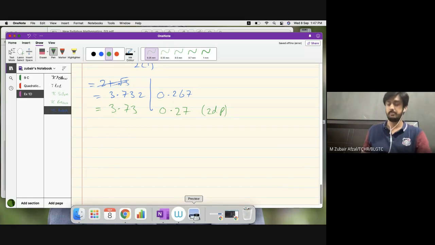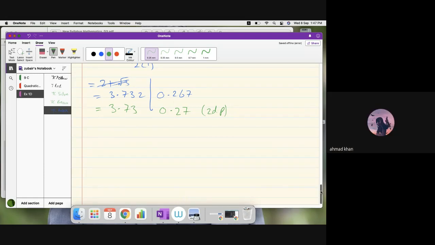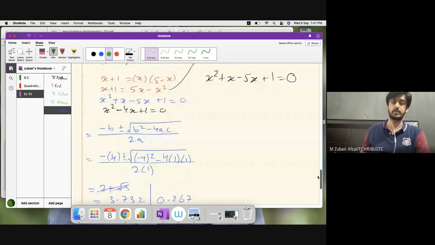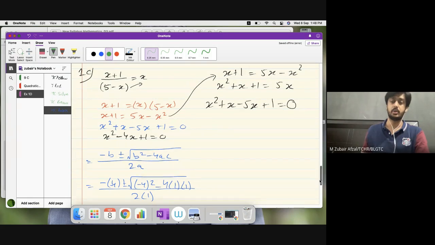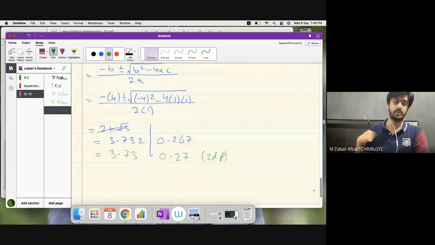No confusion? Sir, let me get the answer out first. Yes, take it out. So far so clear. Step 1 is convert it into quadratic form. Step 2, use quadratic formula. Step 3, plug in the right values. And step 4, get the final answer up to 2 decimal places or 3 significant figures, whatever the degree of accuracy specified in the question.